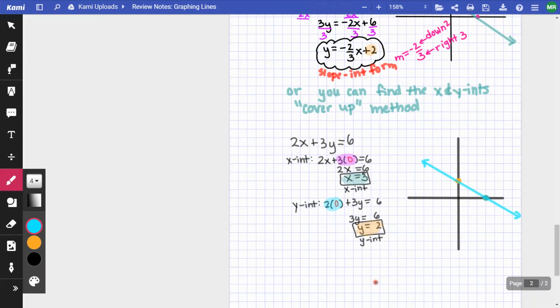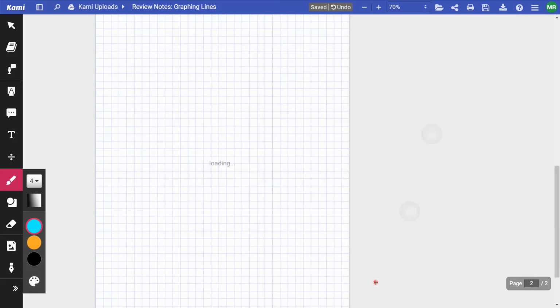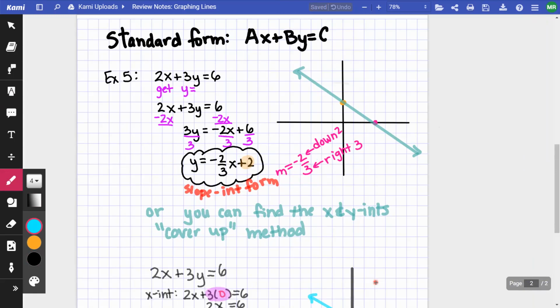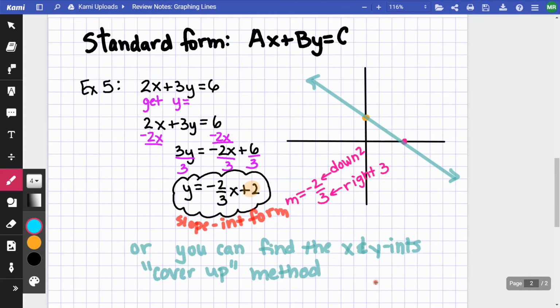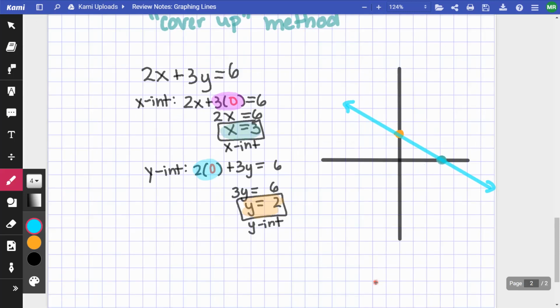And you see that these two lines are exactly the same. So when it's in standard form, you can get it into slope-intercept form by making it y equal and then plotting it using the y-intercept and the slope. Or you can use the cover-up method and find your x and y intercepts. Both of them are going to give you the same result. So hopefully this helps you with tonight's homework, which is on graphing lines.